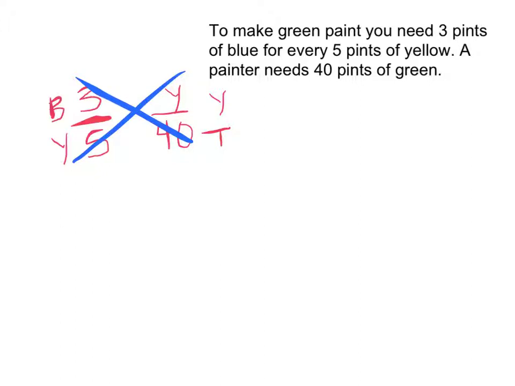Now, let's think about this a little bit. We knew that there were 3 pints of blue for every 5 pints of yellow. How many pints of paint are there total in that relationship? It's 3 pints of blue, 5 pints of yellow means 8 pints total. So we can write a new ratio that's 8 on the bottom, and that gives us our total. Now, we know that there are 40 pints total for our painter. Let's find the blue first.